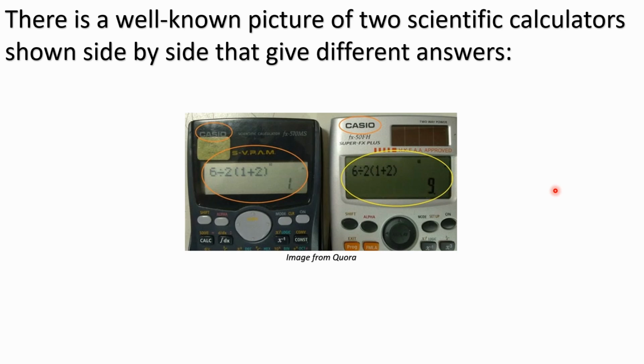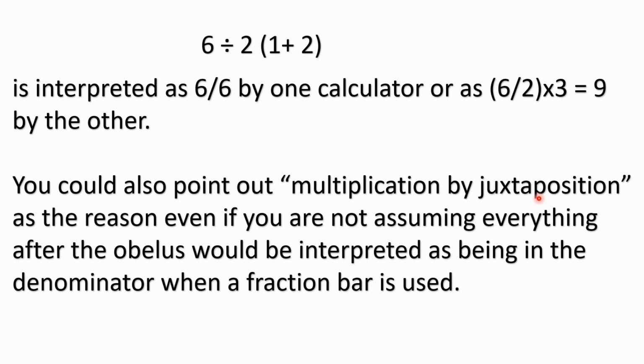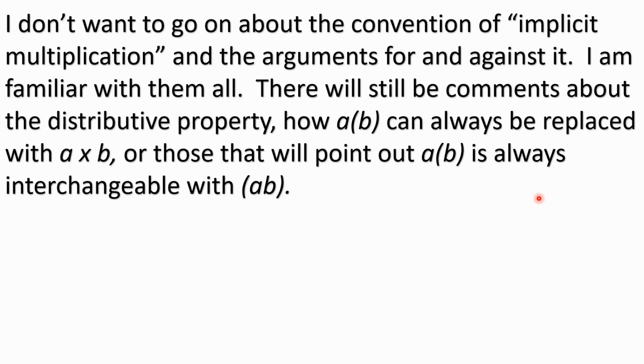Whether or not you personally accept implicit multiplication or multiplication by juxtaposition as a valid convention, there are a lot of people who disagree on that. Whether you do or not, that's not even the whole problem. The other issue is you have the obelus in here. So 6 divided by 2 times the quantity 1 plus 2 is interpreted as 6 divided by 6 by one calculator, or as 6 divided by 2 times 3, which ends up being 9 by the other. And as I mentioned, you could point out multiplication by juxtaposition as the reason, but it could also have to do with how someone is interpreting the obelus.